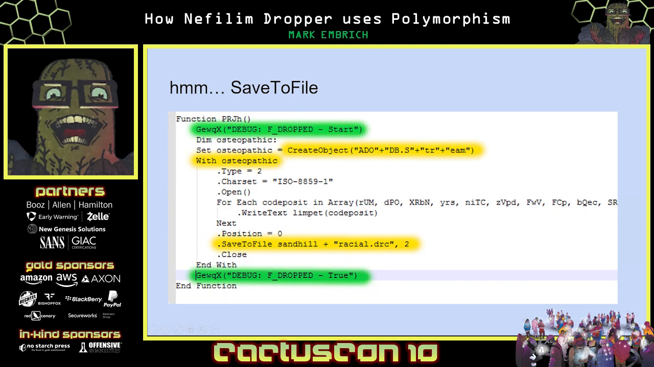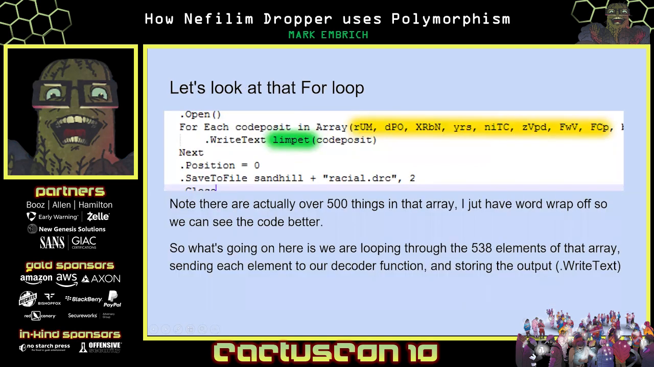The stuff in green I found interesting too. It appears the threat actors built in their own debugging type logging. So at the start of this function, it logs fdropped start. This function writes a file to disk, so guessing fdropped means file dropped. So let's take a closer look at that for loop. We're looping through an array made up of a bunch of values. The array is actually more than 500 elements, where each one of those elements is its own array of values.